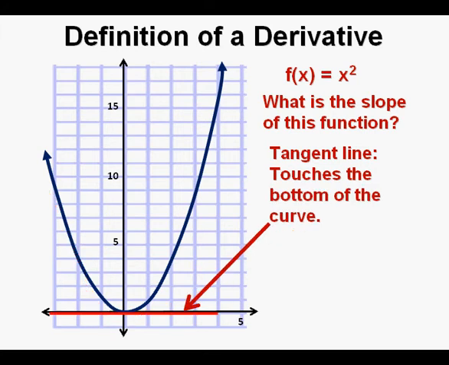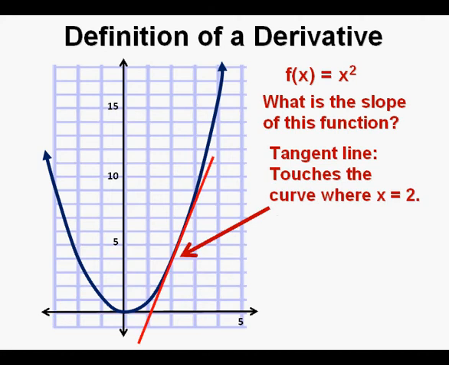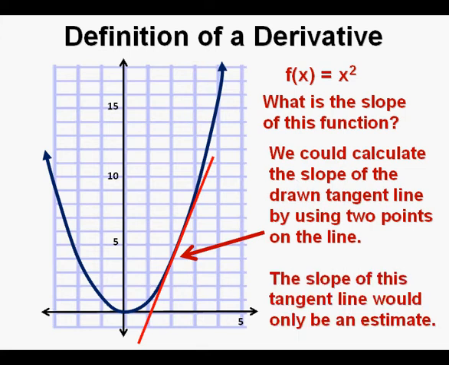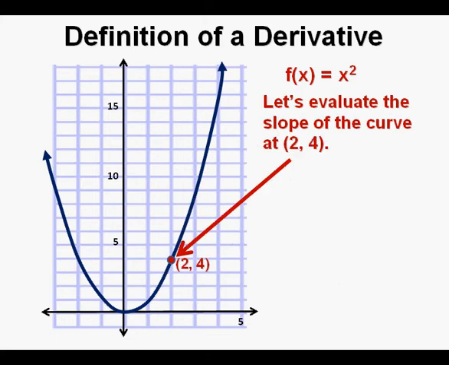But this isn't the only slope of this function. Here, the tangent line touches the bottom of the curve. At this point at the bottom, or minimum, the value of the slope of the curve is 0 because the slope of a horizontal line is 0. Now we'll try to look at the slope of the curve on the right side where x equals 2. If we wanted to, we could calculate the slope of the drawn tangent line by finding 2 points on this red line and then using the slope formula. However, the slope of the drawn tangent line would only be an estimate, as it would be subject to the limitations of our human error in drawing and interpreting.